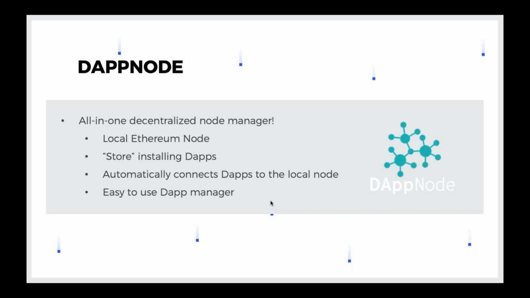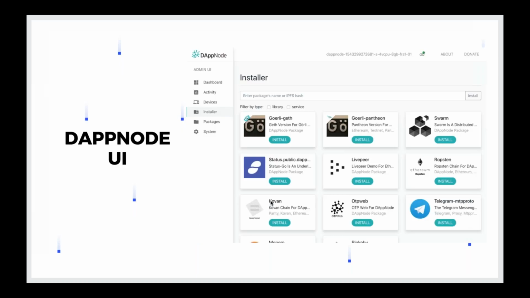So what they want to do is make the ecosystem more decentralized and easier, and bring this closer to people so that everybody can run their own node and automatically build and connect the apps to this node. So basically, the DAppNode UI looks something like this.